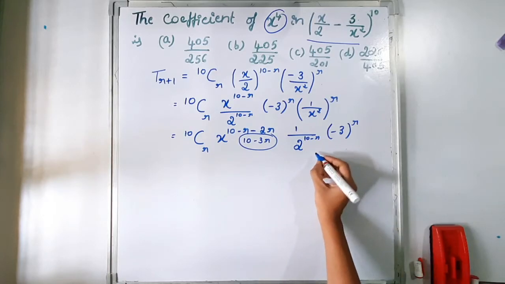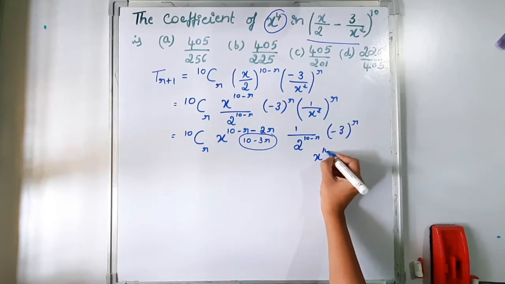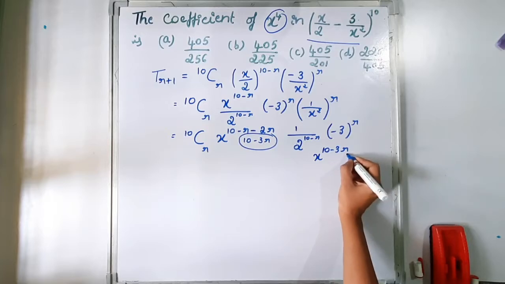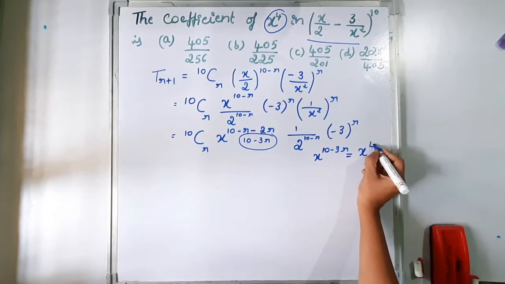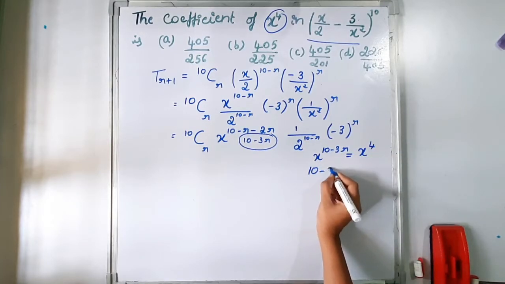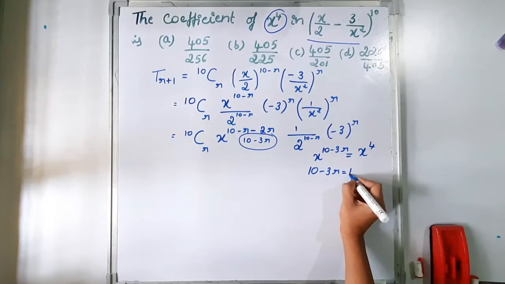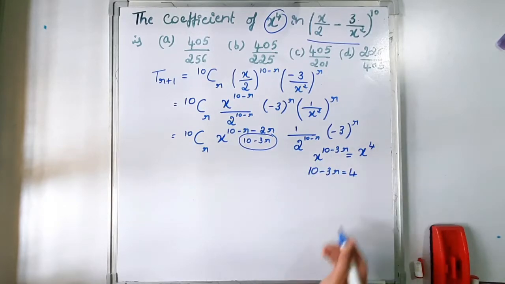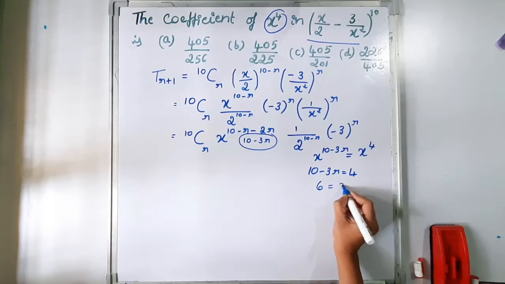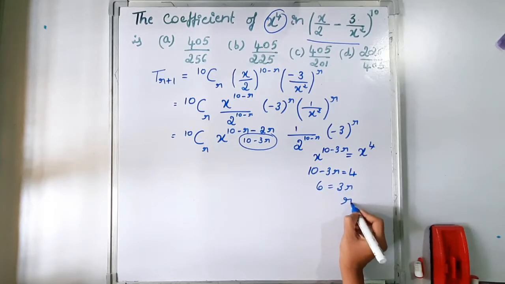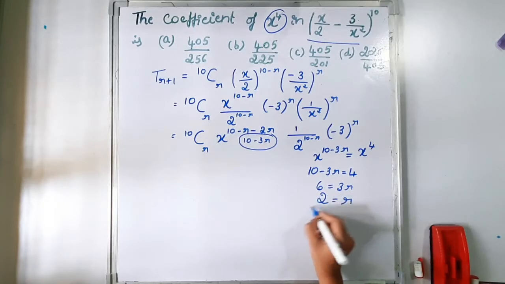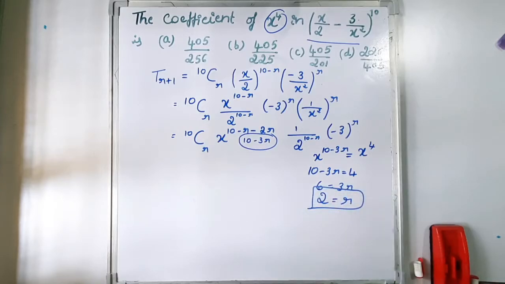So this should be equal to 4 because we have to find the coefficient of x to the power 4, right? So now x to the power 10 minus 3r should be equal to x to the power 4. That is nothing but 10 minus 3r is equal to 4, right? 10 minus 4 will be 6 is equal to 3r, and the value of r is equal to 2. Is it clear? Now we got the value of r. Just substitute here so that we will get the coefficient.